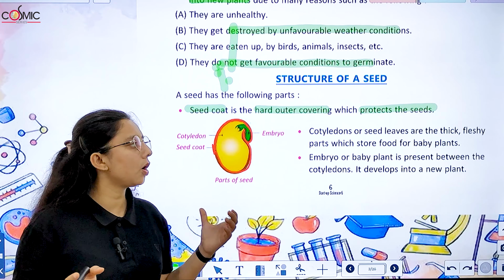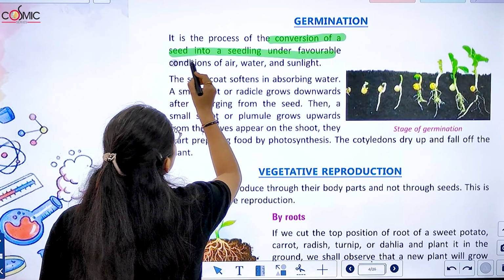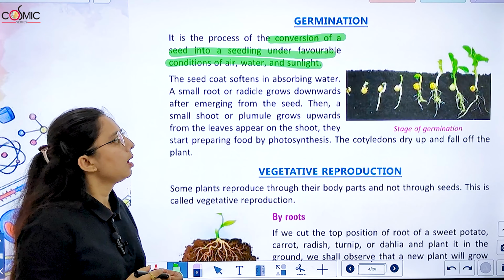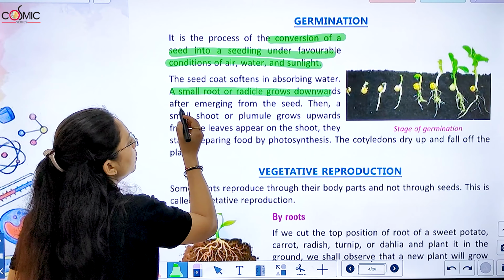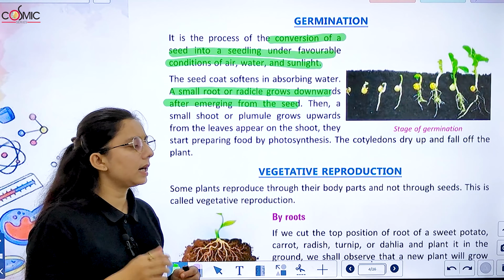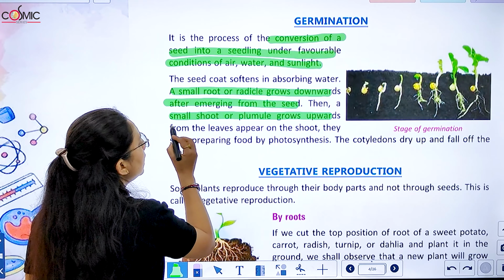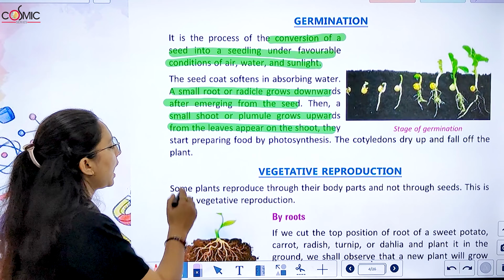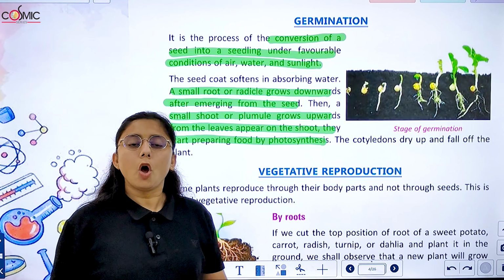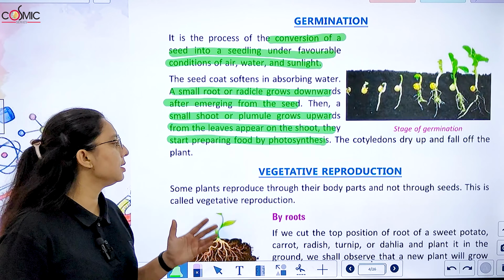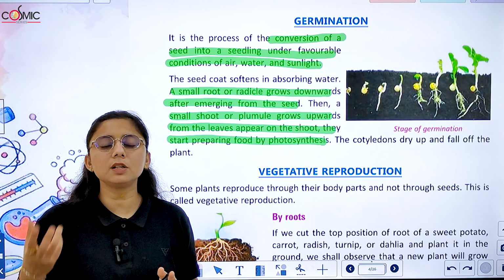Now germination, what is germination? It is the process of conversion of seed into seedling under favorable conditions of air, water and sun. And the seed coat softens on absorbing water. A small root or radicle grows downwards after emerging from the seed. Then a shoot or plumule grows upward from the leaves and they start preparing food by the process of photosynthesis. And the cotyledon dries and then falls off the plant.